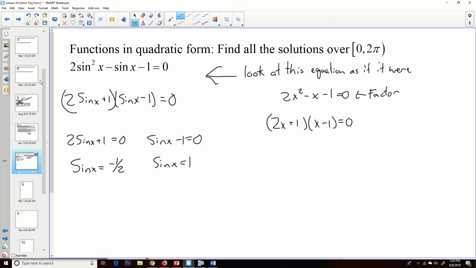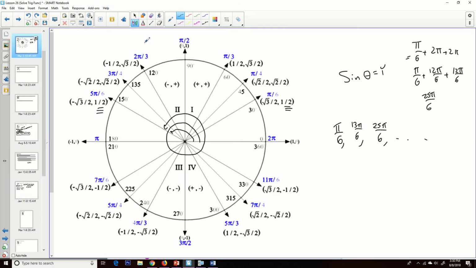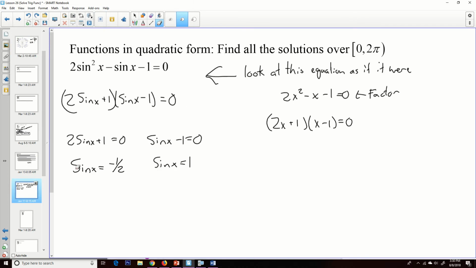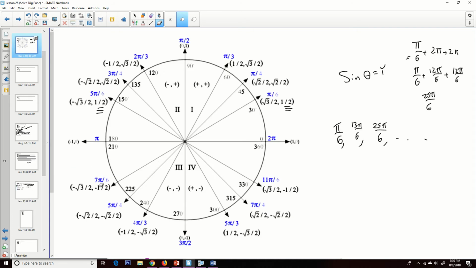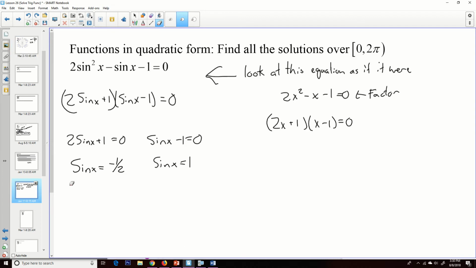All right, so I go back to my unit circle, and again, hopefully you've got this unit circle down. We don't have to worry about it a whole lot, but we need to figure out what angle measures give me a sine of negative 1/2, a y of negative 1/2. Well, 7 pi over 6 and 11 pi over 6 give me that. So the solutions for this first one, x equal to 7 pi over 6 and 11 pi over 6, and then we need a sine of x equal to 1.